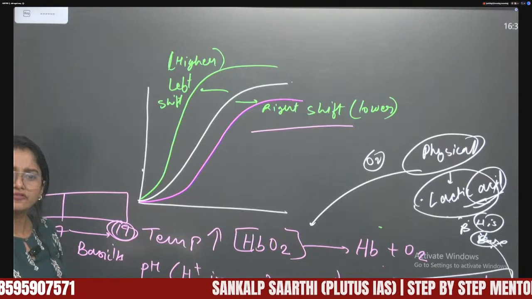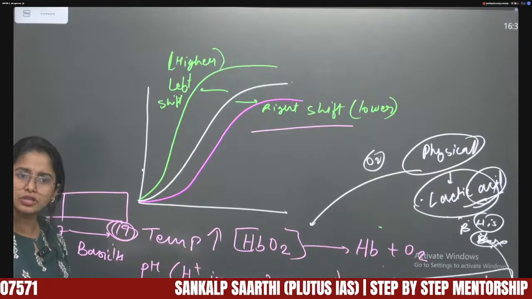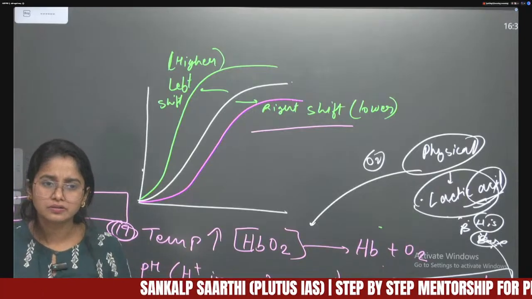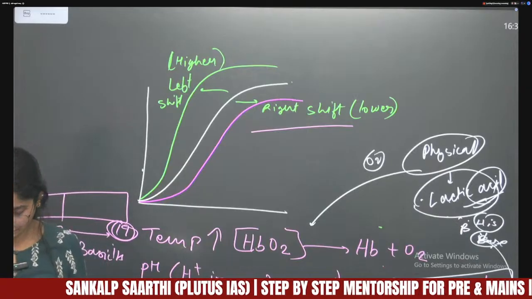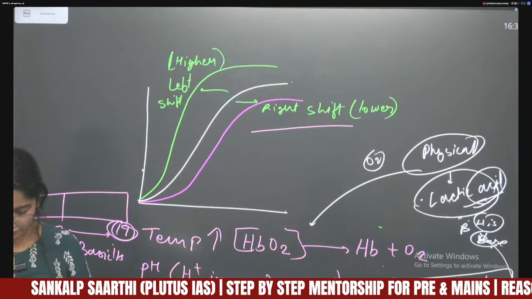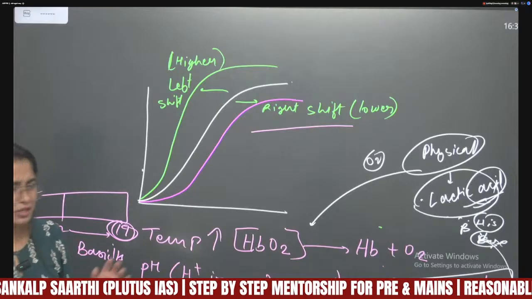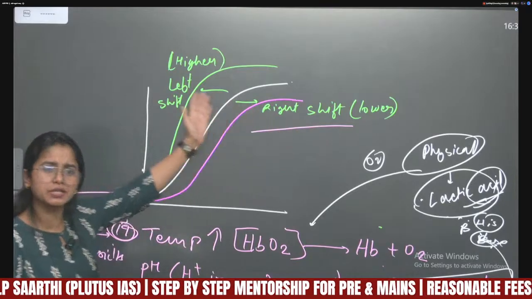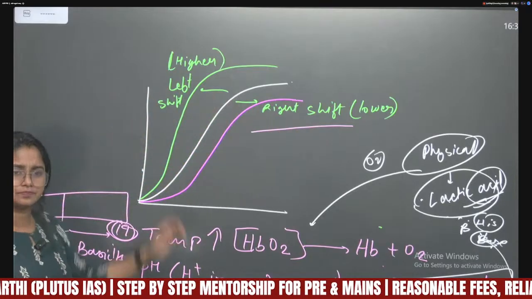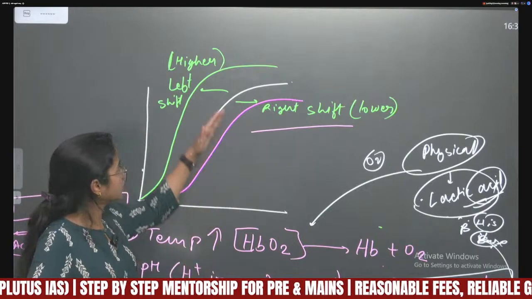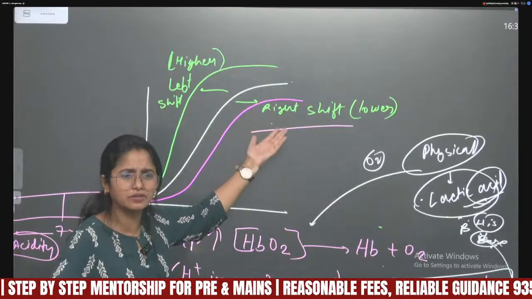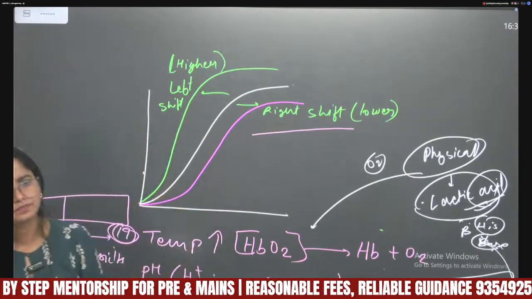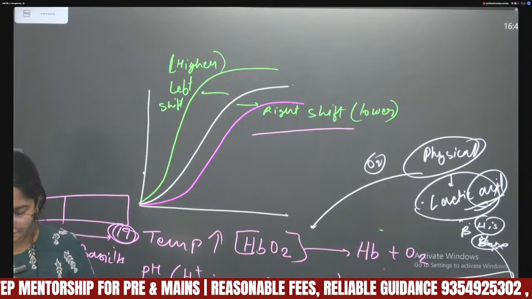हाँ, जब 14 OH की तरफ जाएगा तो उधर हो जाएगा, ठीक है। Next, effect of BPG. टेम्परेचर इंक्रीजेस दिस साइड, टेम्परेचर डिक्रीजेस दिस साइड, ठीक है। pH इंक्रीजेस दिस साइड, pH डिक्रीजेस दिस साइड। मतलब एक साइड का याद रखो, दूसरा साइड वाइस वर्सा है। Effect of BPG.